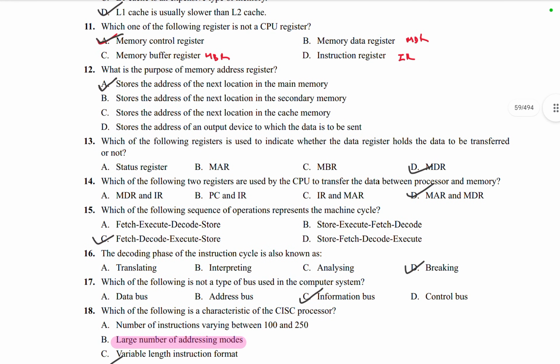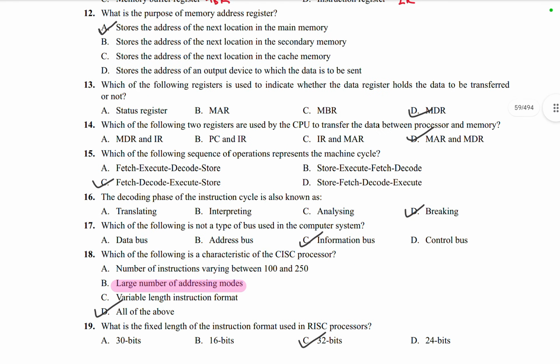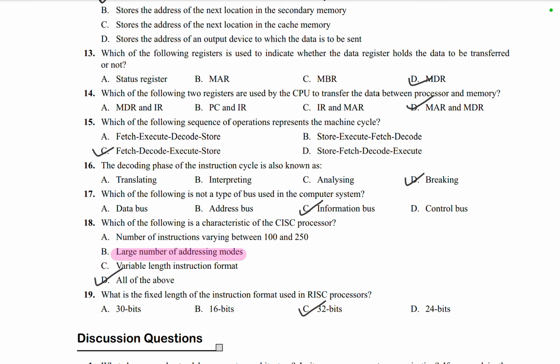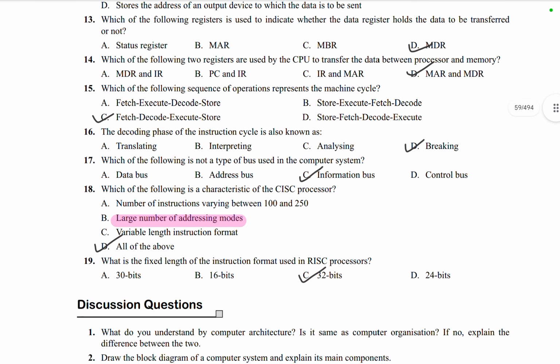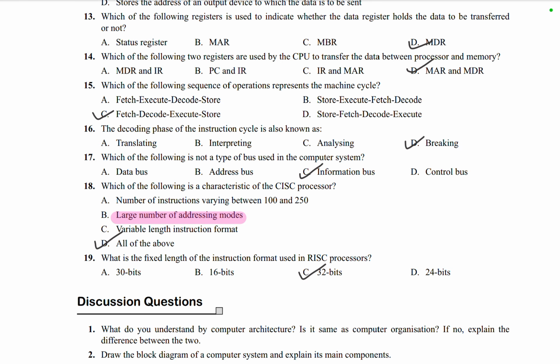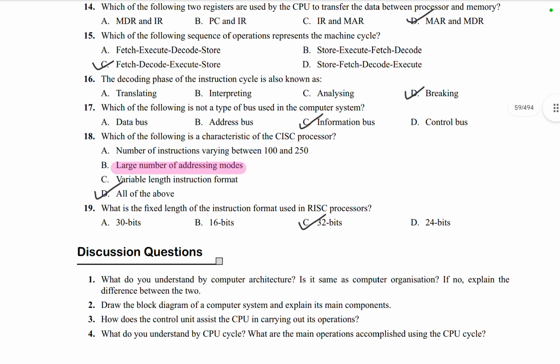What is the purpose of memory address register? Store the address of the next location in the main memory. Which one of the following registers is used to indicate whether the data register holds the data to be transferred or not? MDR. Which of the following two registers are used by CPU to transfer the data between processor and memory? MAR, MDR.